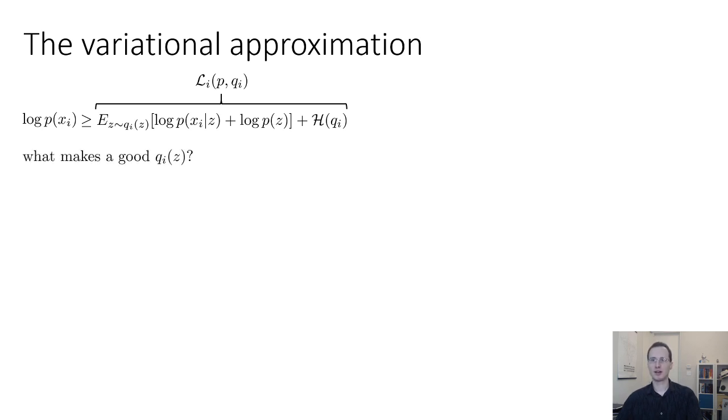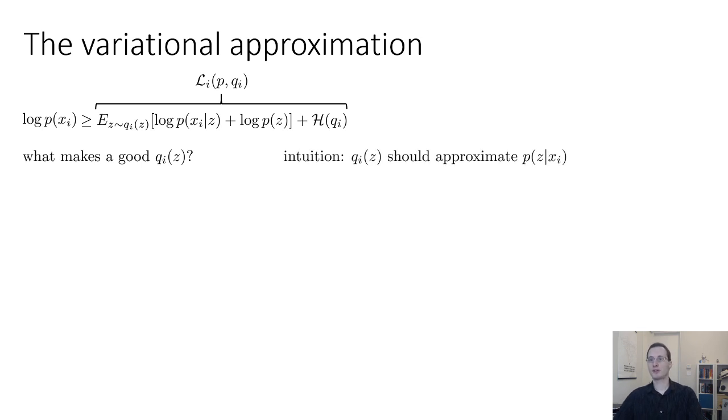So what makes Qi of z good? Good meaning, well, what is good? That's a very important question. A good Qi of z is one that makes this bound as tight as possible. That basically makes the right-hand side of this expression as close as possible to the left-hand side. The right-hand side is always less than or equal to, but if we choose Qi of z well, it'll be very close to log p of xi.